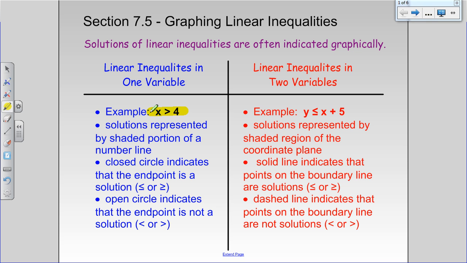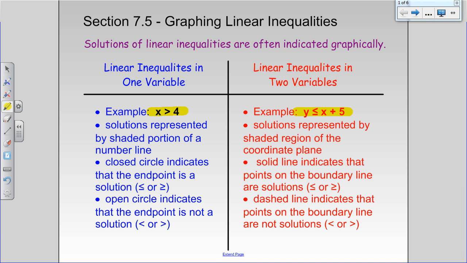By comparison, for linear inequalities in two variables, such as y is less than or equal to x plus 5, the solutions will be represented by a shaded region of the coordinate plane. A boundary line is drawn which divides the plane into two regions, in the same way that the endpoint divides the number line into two regions in the case of one variable. And then one half of the coordinate plane, the half containing the solutions to the linear inequality, is shaded.